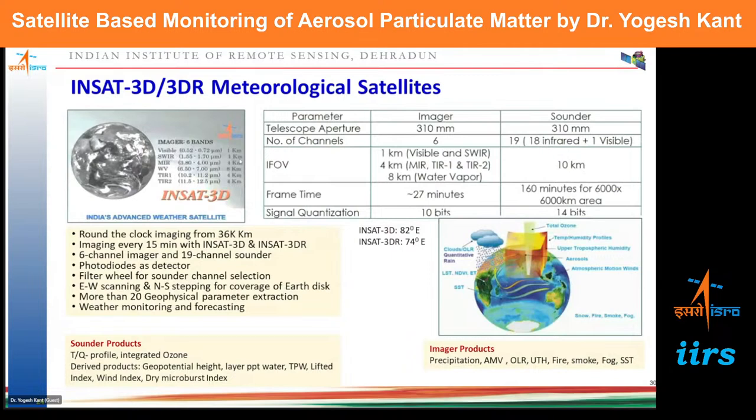As I said, the sounder is important for understanding the vertical profile in the atmosphere. It not only measures temperature, humidity, and winds, but is also used for understanding aerosol concentration. The imager is used for understanding forest fires or aerosols, which are the main contributors to pollution in the atmosphere.